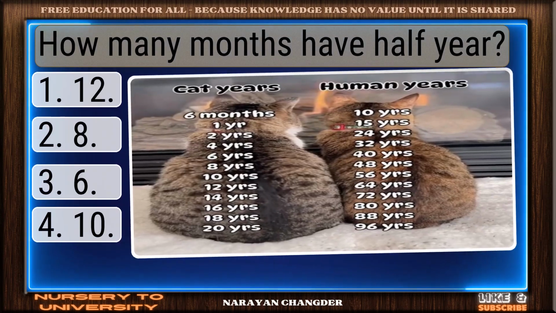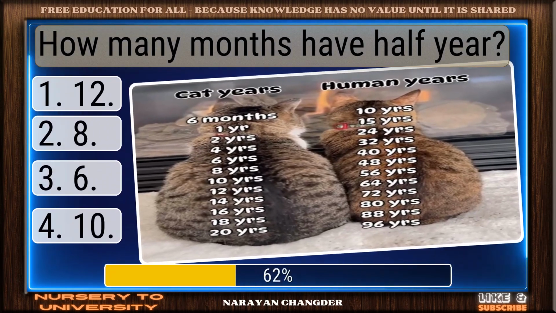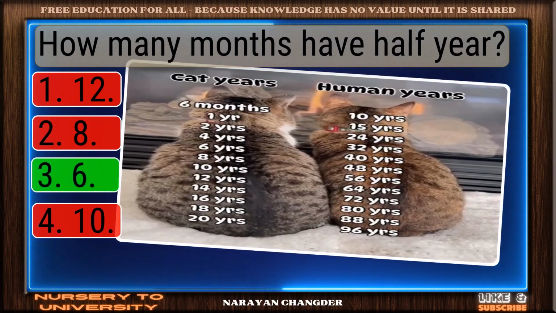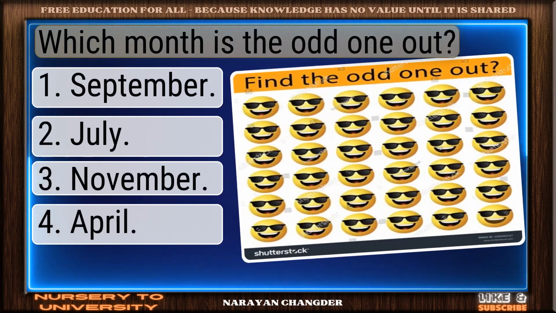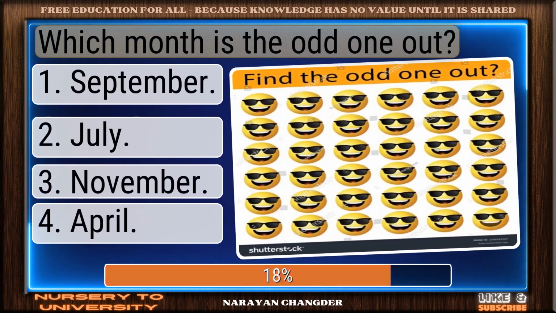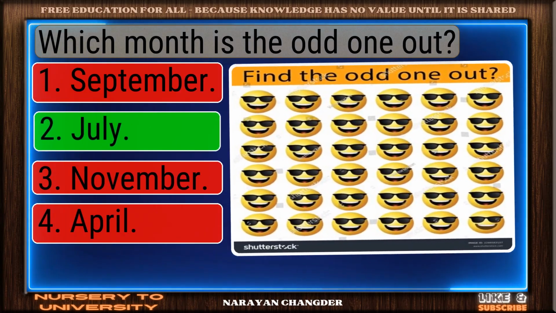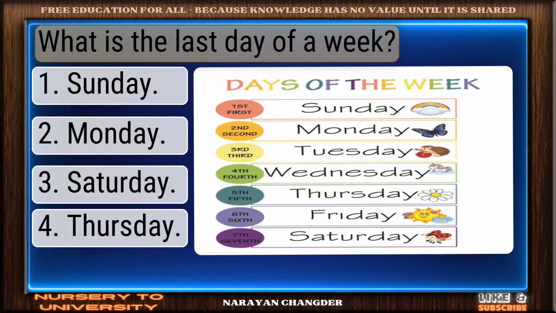How many months make half a year? Nice work. You chose 6 and it is correct. Which month is the odd one out? You're right. July is the correct answer.